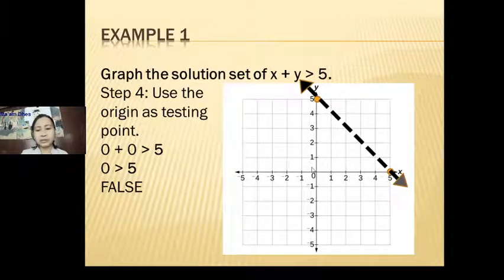Okay, what is our origin? This one, 0, 0. The abscissa is 0 and your ordinate is 0 also. So you have the (0, 0) coordinate.